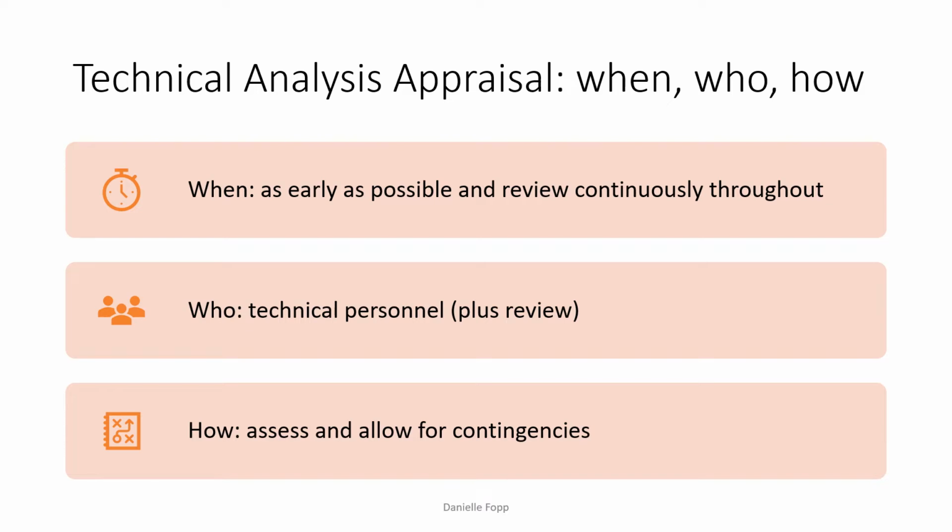So let's jump in with the when, who, and how. When? As early as possible, and also review continuously throughout. And we will see it is imperative that it is done as early as possible. It's one of the critical appraisals. It's completed generally by technical personnel, plus it also requires a review from a second team. And how? Well, we assess the technical aspects of the proposed project, and what is key is allowing for contingencies. So we'll jump into this in a little bit further detail as we go along.